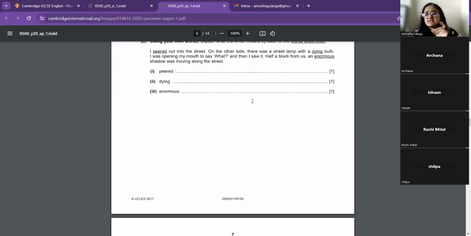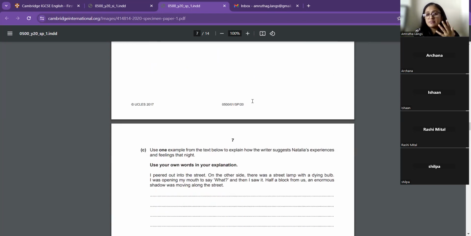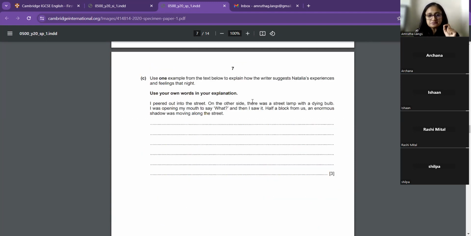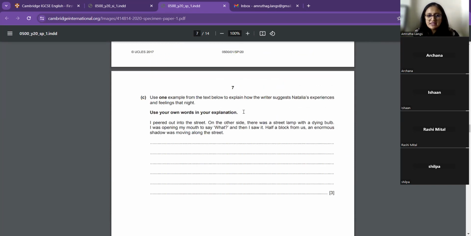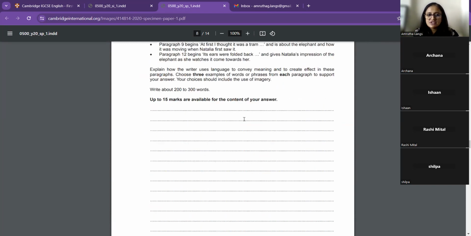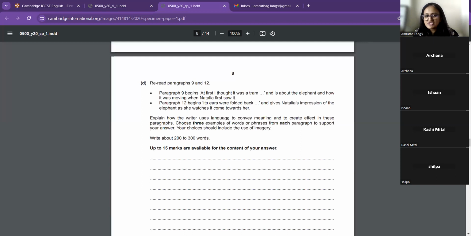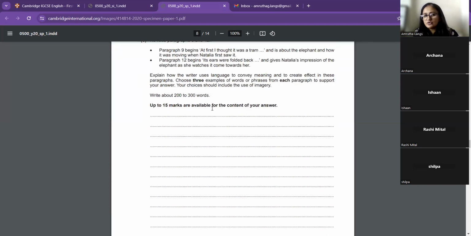So synonyms are again not direct. It's a very nice way of setting a paper, I would say, because this is what will really test your knowledge. You can't really rote learn in Cambridge, in any subject, no matter which subject you choose. Then there is 'use your own words' in explanation, reread the passages, and then again you have to write 200 to 300 words. I think it's a summary.